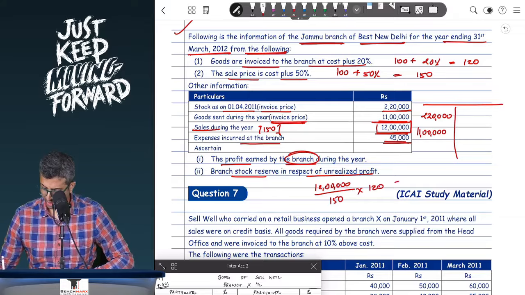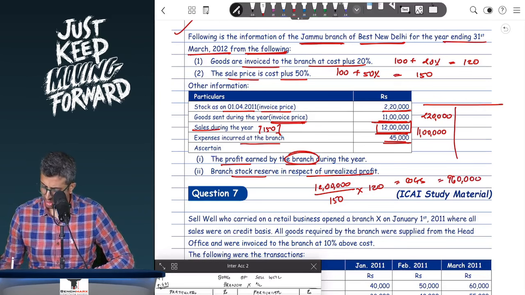this will be your cost of goods sold. 12 lakhs divided by 150 into 120 gives 9,60,000, which would be your cost of goods sold.